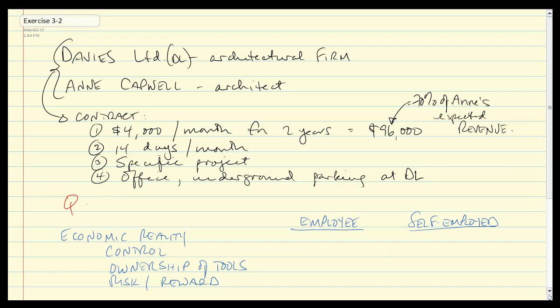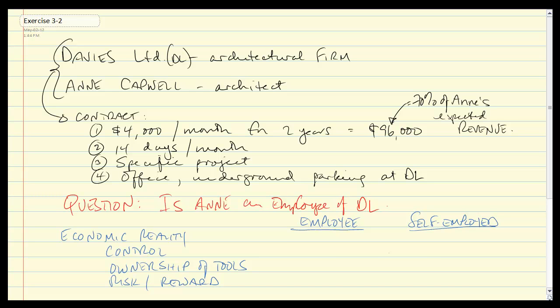And so the question to be answered is whether Anne is an employee of Davies Limited for the 2 years. So you can see in the facts that they want her. They're hiring her. She's an architect. They want her to lead this special project that they expect to take 2 years, and that's it.